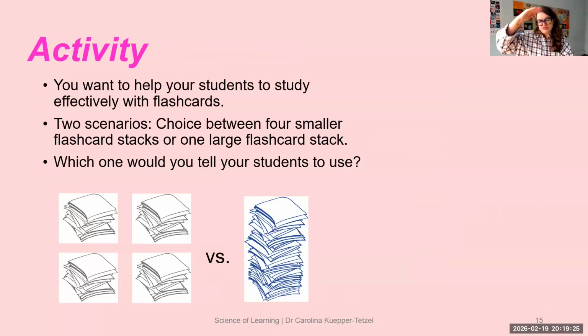You take a stack of 20 cards and you divide it up in 4 smaller stacks with 5 vocabulary each per stack. And then I tell you, you take the first small stack, you study it 4 times in a row, then you take the second stack 4 times in a row, and so on. So that's scenario 1. And scenario 2 is you leave the big pile of 20 cards in 1 stack and study that one 4 times in a row.